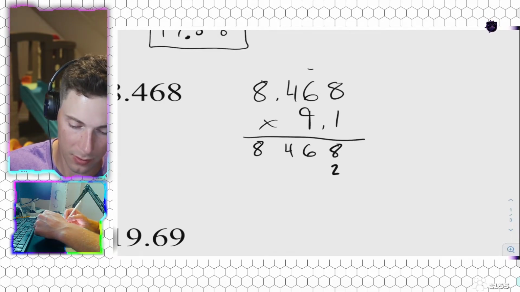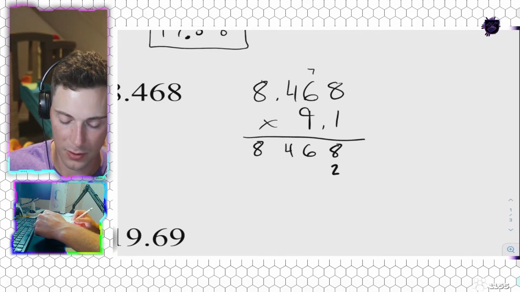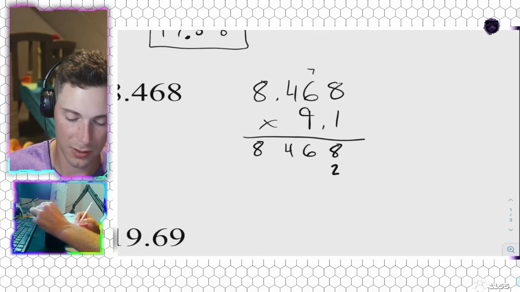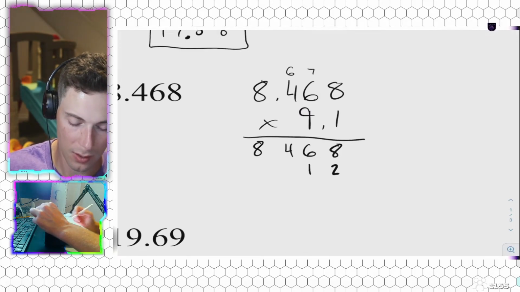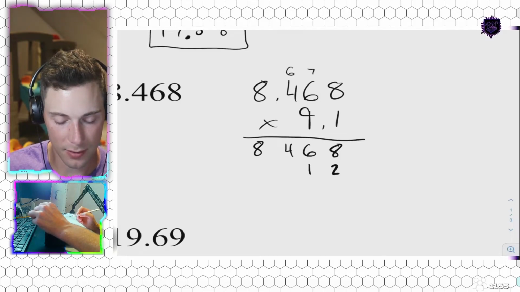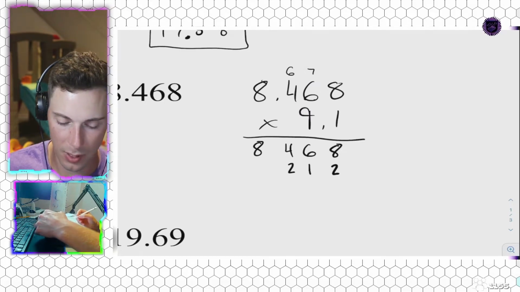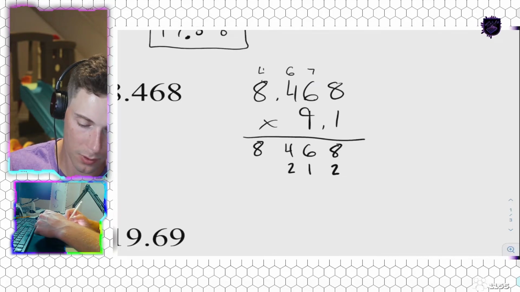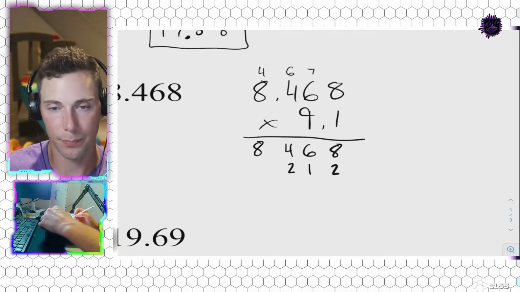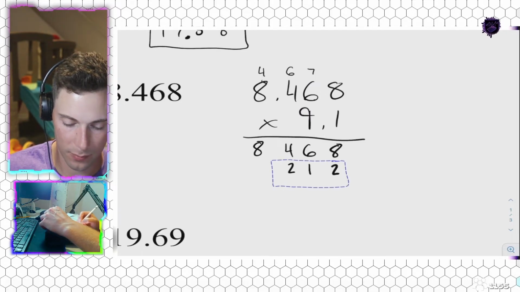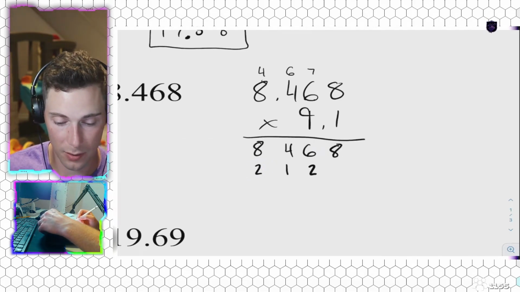2, write the 7. 9 times 6 is going to be 54 plus 7. It's going to be 61. Carry the 6. 9 times 4 is 36. Plus 6 is 42. Whoops, yeah, 2, carry the 4. Oh. Of course. I need to shift all these over. Because I forgot to put my 0.